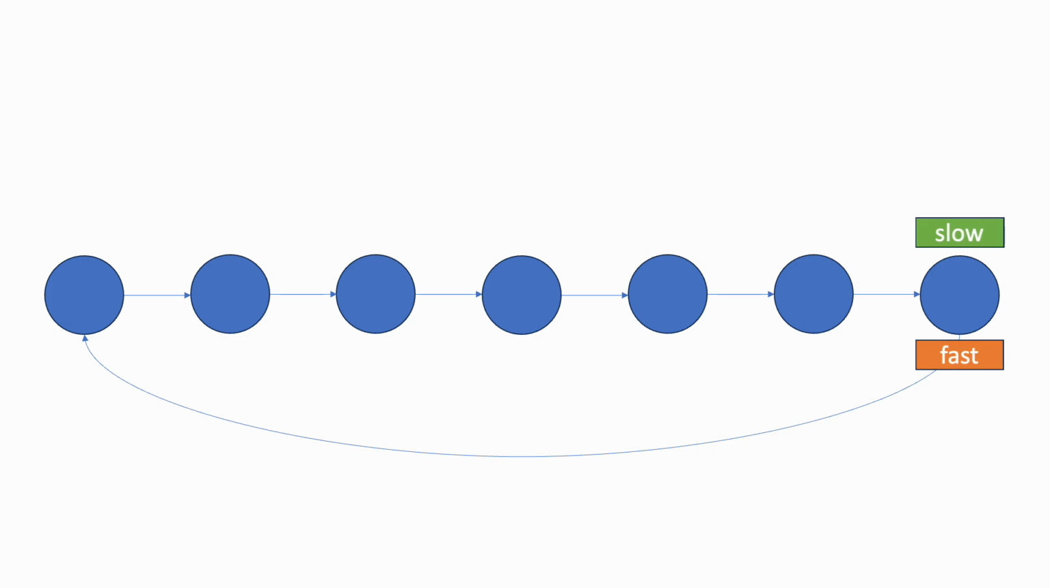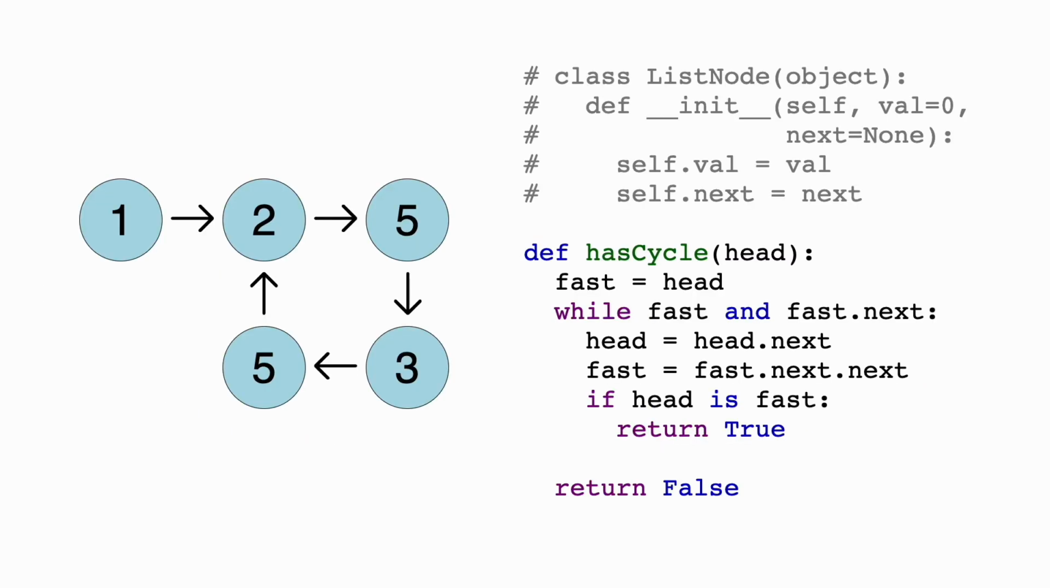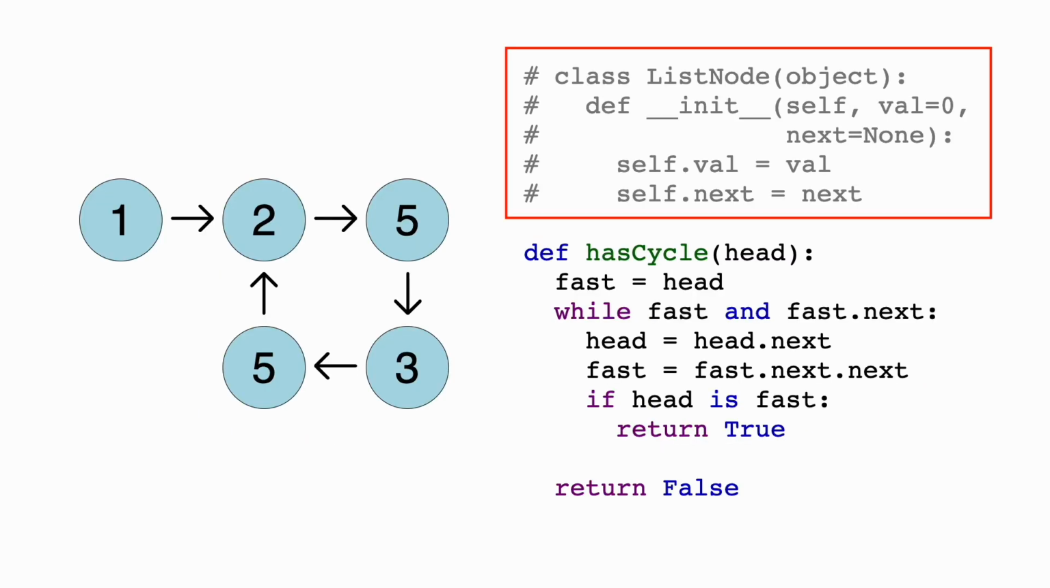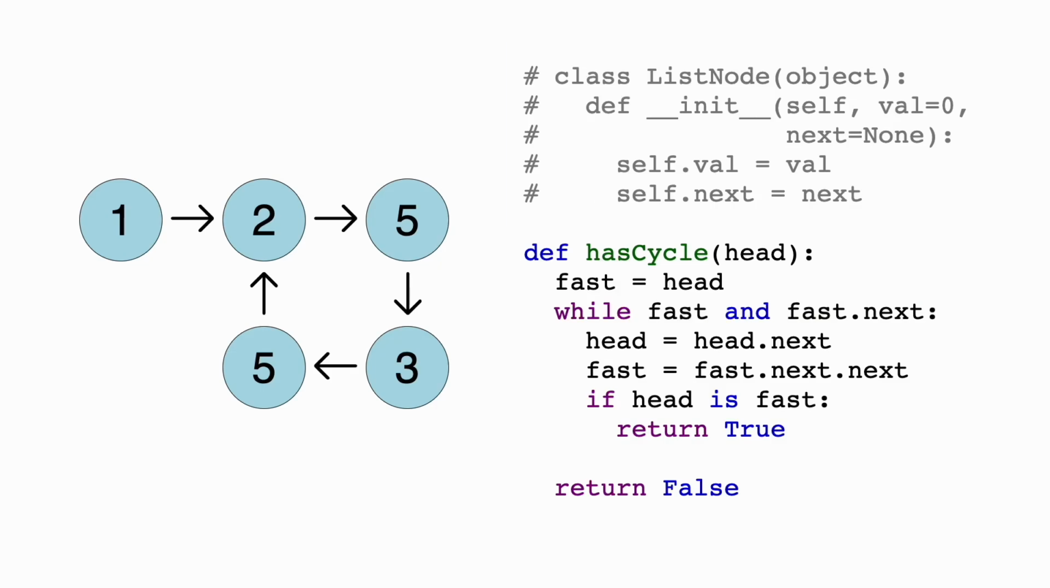Now let's look at the code and see how we can do this in Python. We'll be using this definition of a linked list here. Each list node has two attributes, val, which is the number you see inside each node, and next, which is a pointer to the next node in the linked list. We are given a pointer to the head of the linked list, which I'll represent with this green label here. So the first thing we'll do is create another pointer called fast, which I'll represent with this orange label. So head will be the slow pointer, and fast will be the fast pointer.